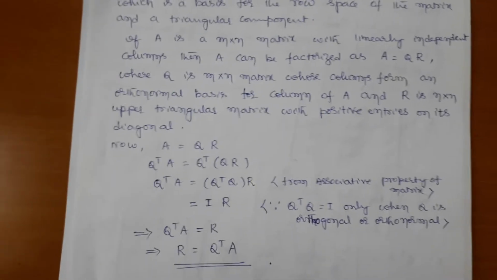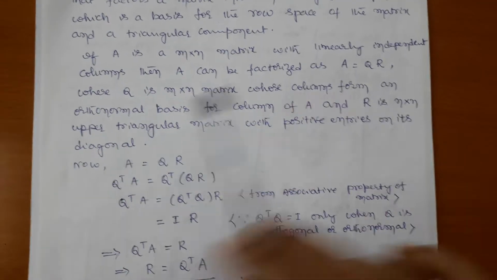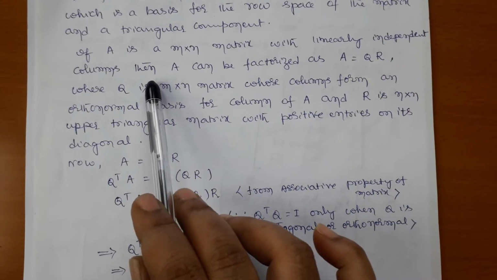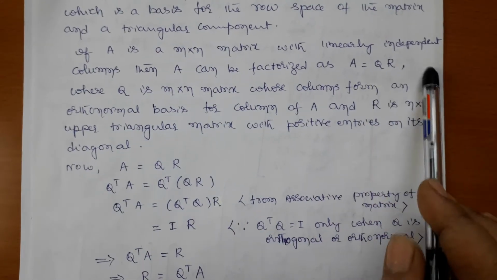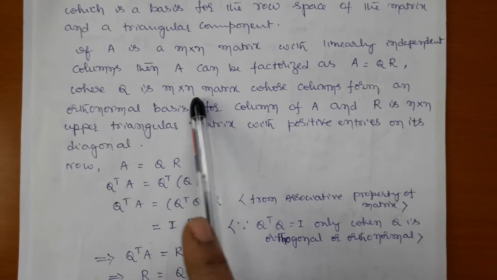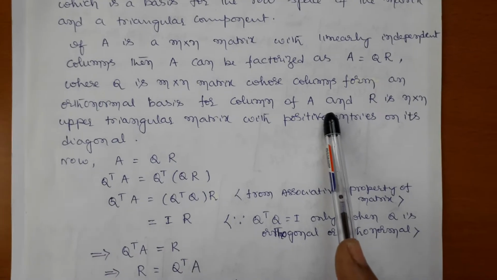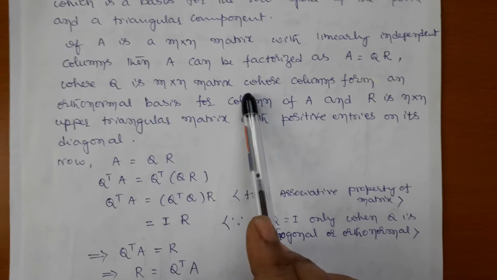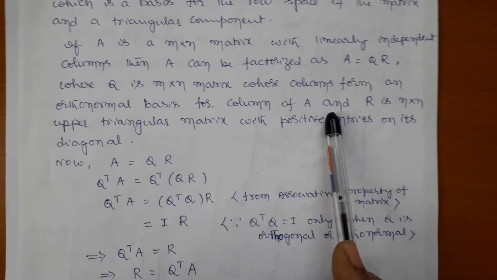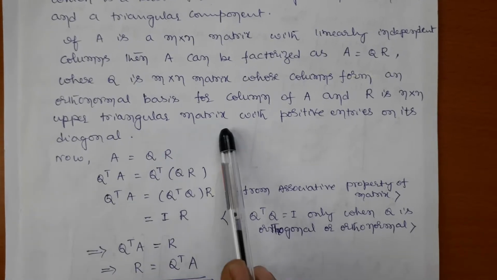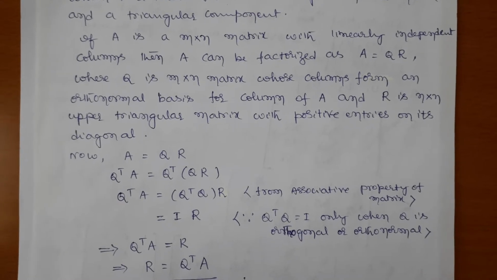If A is an M cross N matrix, meaning it has M rows and N columns, with linearly independent columns, then A can be factorized as A equals Q into R, where Q is an M cross N matrix whose columns form an orthonormal basis for the columns of A, and R is an N cross N upper triangular matrix with positive entries on its diagonal. On the diagonal, you always expect the entries to be positive.